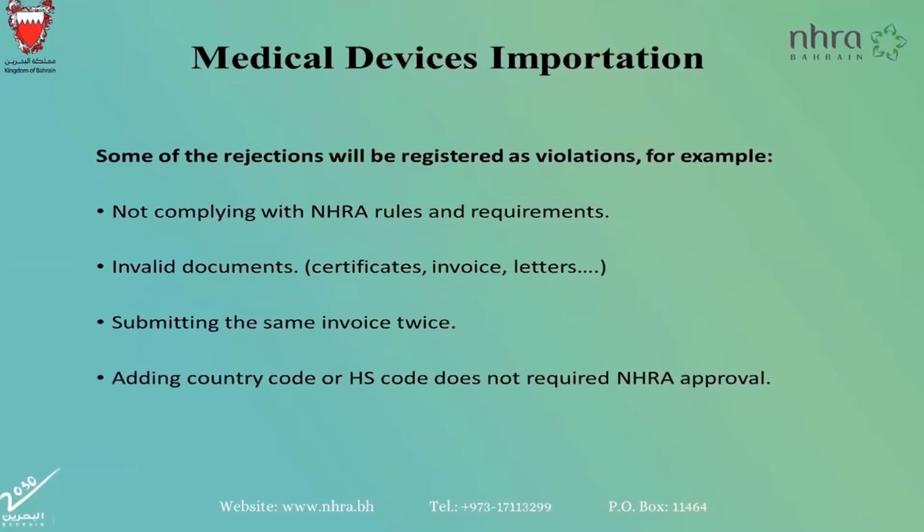Please note that some rejections will be considered violations. For example, not complying with NHRA rules and requirements, submitting the request repeatedly without complying with NHRA guidelines, submitting an invalid document, and submitting the same invoice twice. If you have an approved request that requires some modification, you must contact us before submitting the same invoice again. Adding a country code or HS code that does not require NHRA approval, or adding a country code or HS code that does not exist in your invoice, can also cause you a violation.